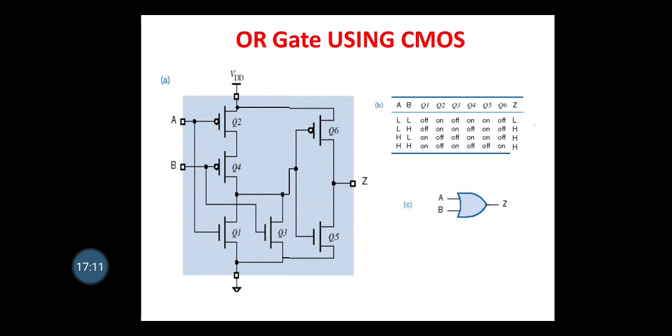This is the OR gate logic diagram. So first the NOR gate is formed using CMOS, and at the output of the NOR gate a CMOS inverter is connected. That is how you get the OR gate.